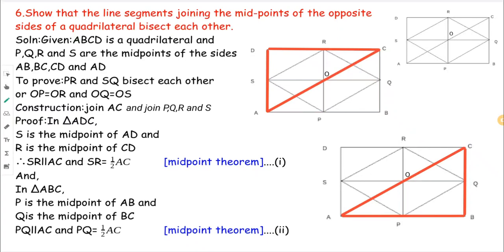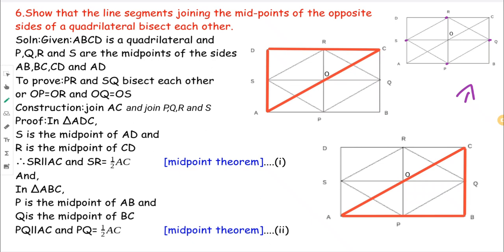Question number 6. Show that the line segments joining the midpoints of the opposite sides of a quadrilateral bisect each other. So you can notice here, this is a quadrilateral, A, B, C, D. Now go back to the question. Show that the line segments joining the midpoints. So what are midpoints here? This P, Q, R, and S are the midpoints of a quadrilateral.